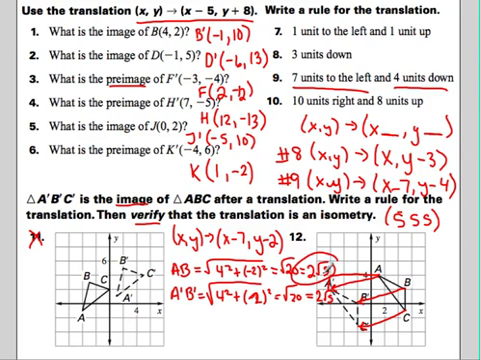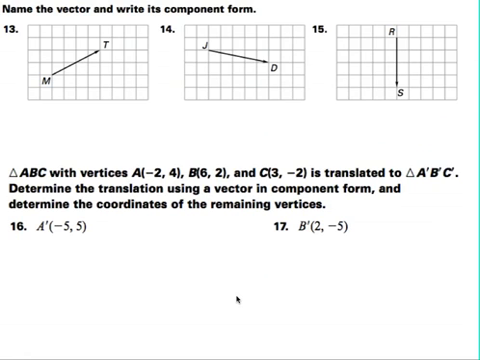Okay? Because they're both the exact same length, that means side AB is going to be congruent to side A prime, B prime. I would continue this exact same process with BC and B prime, C prime, A prime, C prime, and AC. And what you do, it does check out. That's why it says verify. You know ahead of time that it should work. You just need to actually show the work to make sure it works.